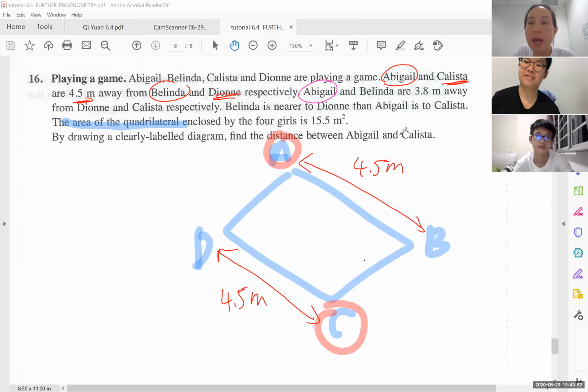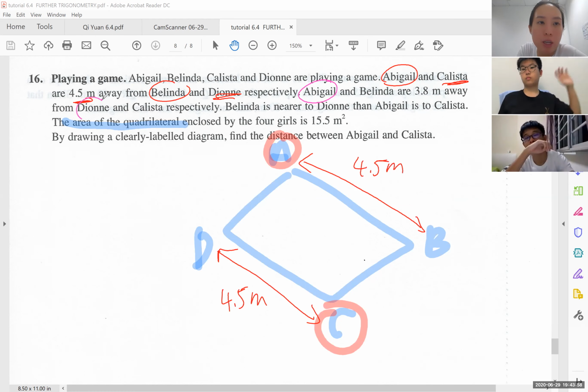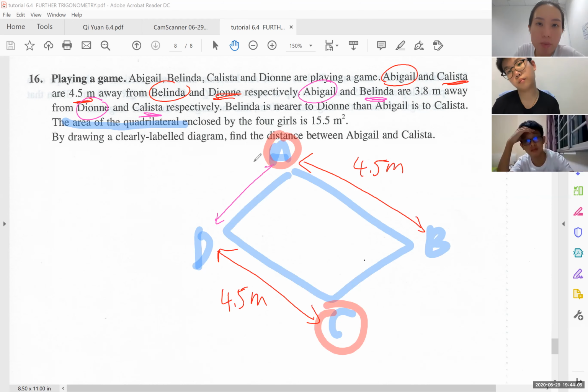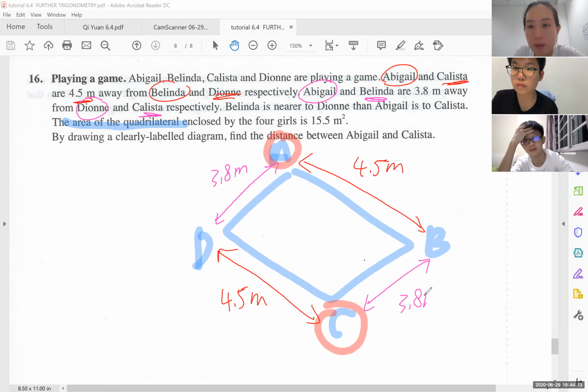Now they say that A and B are 3.8 away from D and C respectively. Respectively means A with D, B with C. So A and D are 3.8 meters away, and B and C are 3.8 meters away. Understand now?